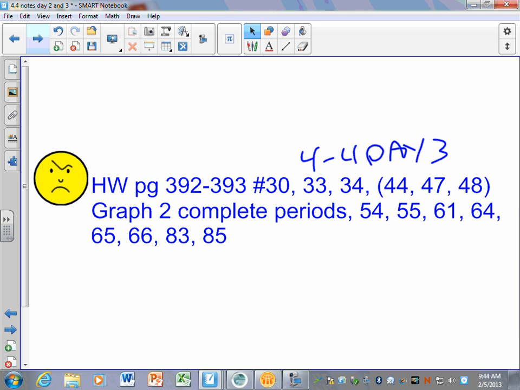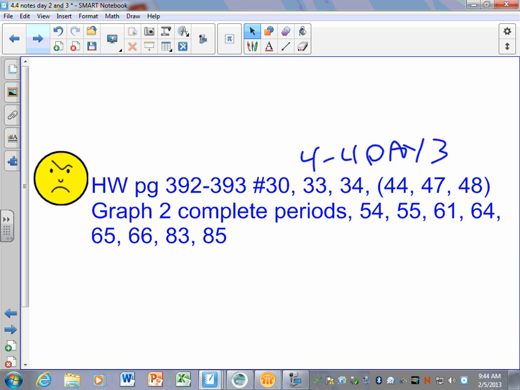4-4 day 3. You're going to do 30, 33, and 34. And then I put these in parentheses: 44, 47, and 48. The directions say describe the transformation, blah, blah, blah. I want you to graph 2 complete periods of 44, 47, and 48.